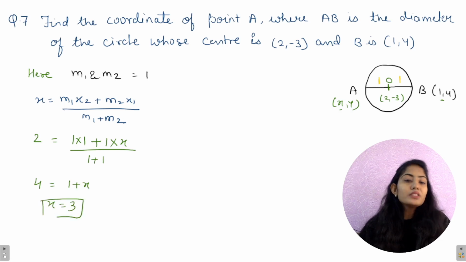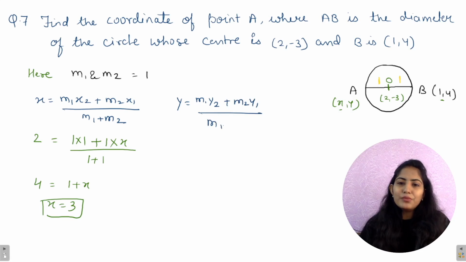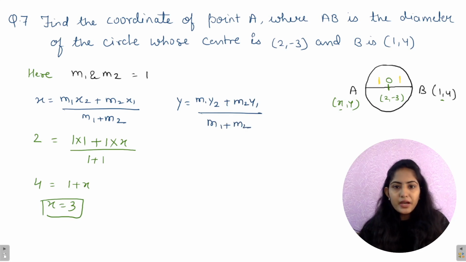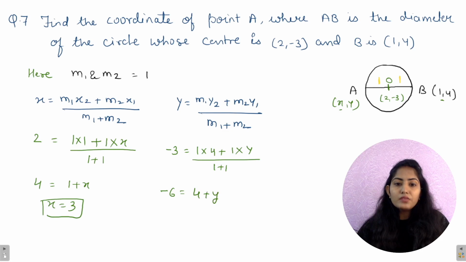Now we will solve it the same way for y also. So here y is equal to (m1 y2 + m2 y1) / (m1 + m2). So what are the values here? Y is minus 3, m1 is 1, y2 is 4, plus m2 is 1 and y1 is y, over 1 plus 1. So here it will be minus 6 equals 4 plus y. So what is y here? Y is minus 10, guys.